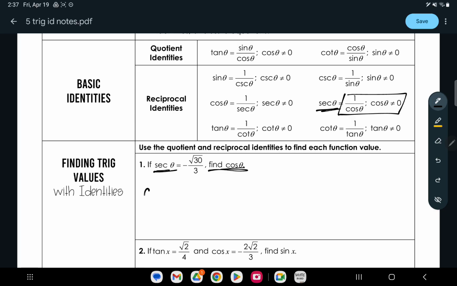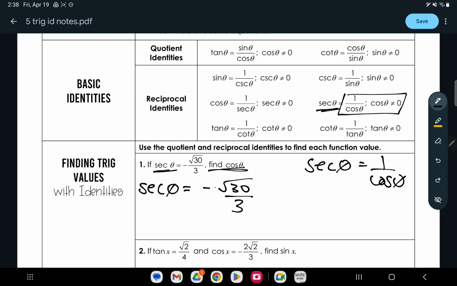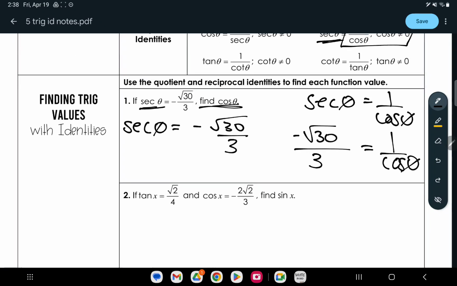So, secant theta, and I'm just rewriting it. And then this one says secant theta is 1 over cosine. So let's just substitute. So negative root 30 over 3 equals 1 over cosine. So really what we can do, instead of cross multiplying and solving and all that fun stuff, we can just take the reciprocal. So we can say, all right, 3 over negative root 30.